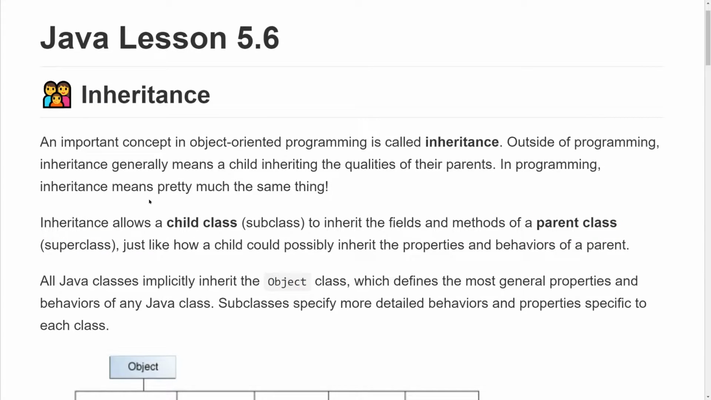So you can think about this just like a child and a parent. The child class would inherit the attributes, which are kind of the characteristics, and the methods, which are kind of like the behaviors of a parent.